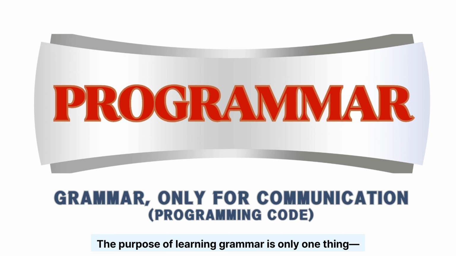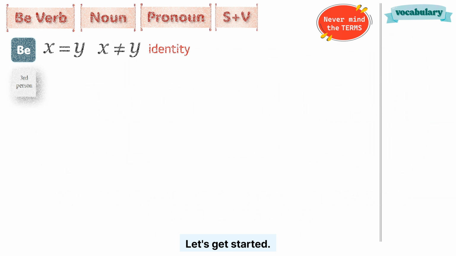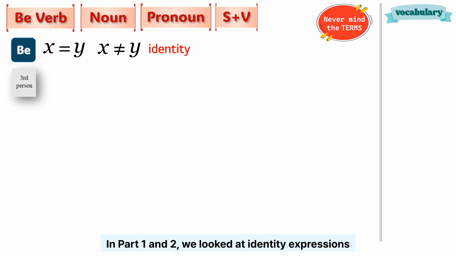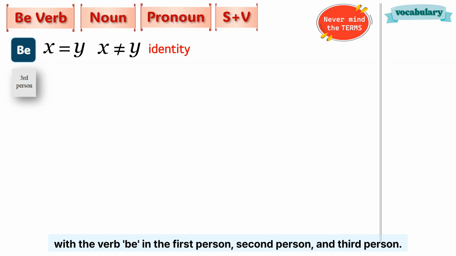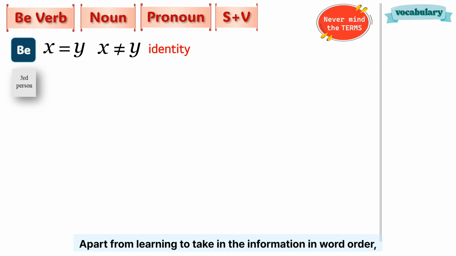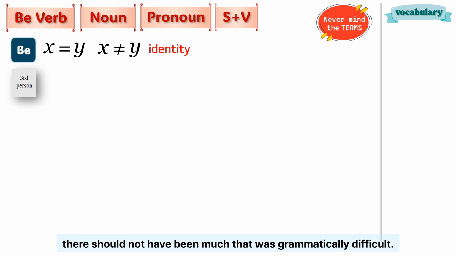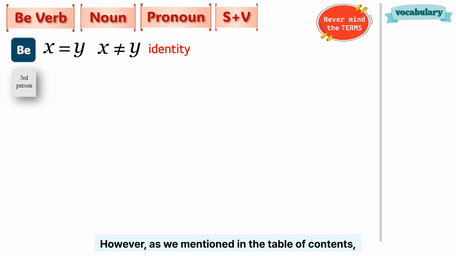The purpose of learning grammar is only one thing: to communicate smoothly. Let's get started. In part 1 and 2, we looked at identity expressions with the verb be in the first person, second person, and third person. Apart from learning to take in the information in word order, there should not have been much that was grammatically difficult. However, as we mentioned in the table of contents, in this video, we will focus on the 7 grammar points you need to be careful about when using the third person. This is very important in conversation, and it also appears often in exams.